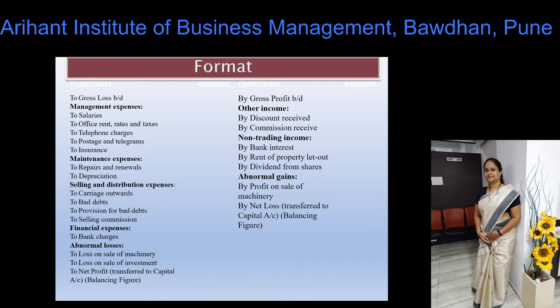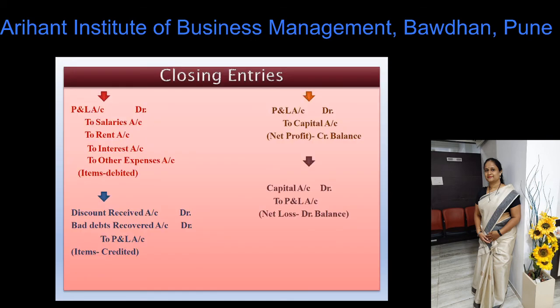And you can see now the credit side: gross profit, if there is a profit, then discount received, commission received, bank interest, rent on property, profit on sale of machinery, etc. And from the profit and loss account you get the net profit or net loss. Then the closing entries of the profit and loss account will be: profit and loss account debit to salary account, profit and loss account debit to rent account, profit and loss account debit to interest account.